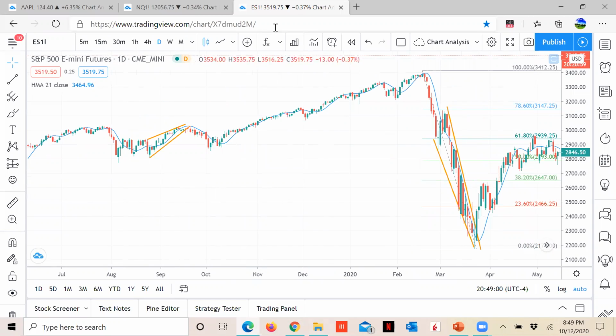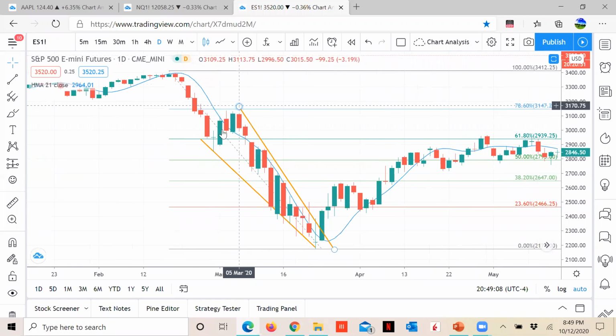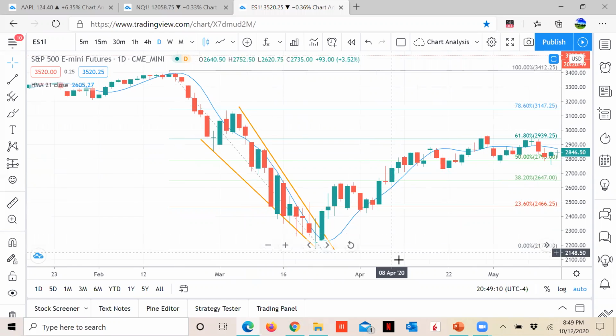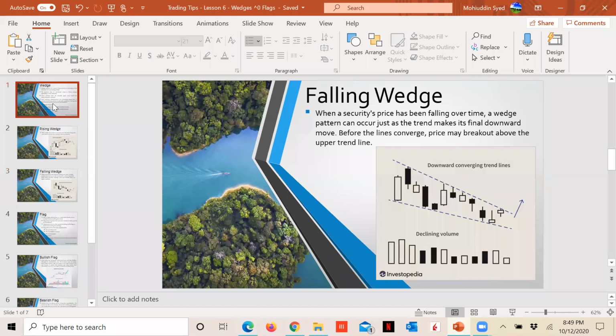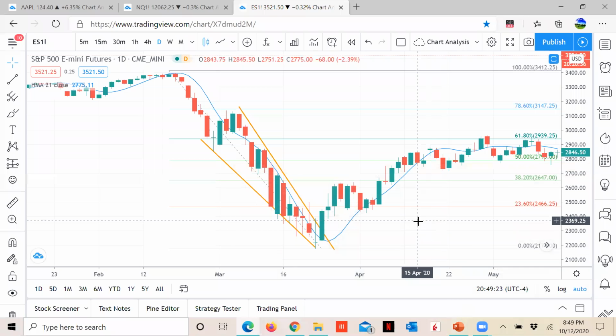Got it? Yep. So the period doesn't matter. As I said, wedge patterns are usually converging trend lines over 10 to 50 trading periods. Trading periods doesn't mean that it has to be 10 days. It's not limited to days. 10 to 50 periods.